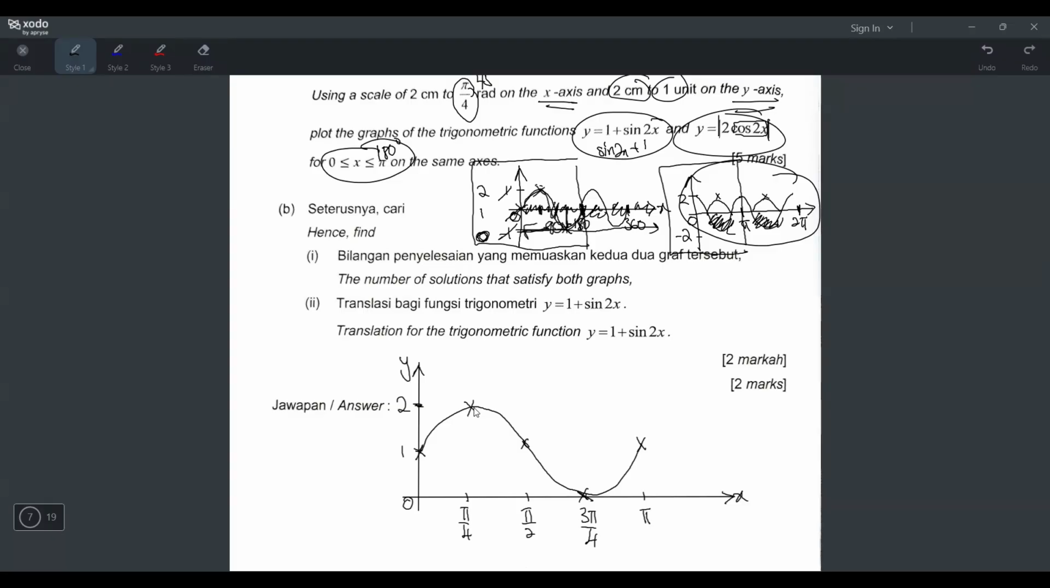Okay, so let's write the, okay, this one, let me draw again. So it's like this, like this. Okay, so y equals, what's the equation? 1 plus sine 2x. Okay, so this is how you draw the sine graph. Okay, remember you only draw until 180 only. Okay, that's why it's until here.